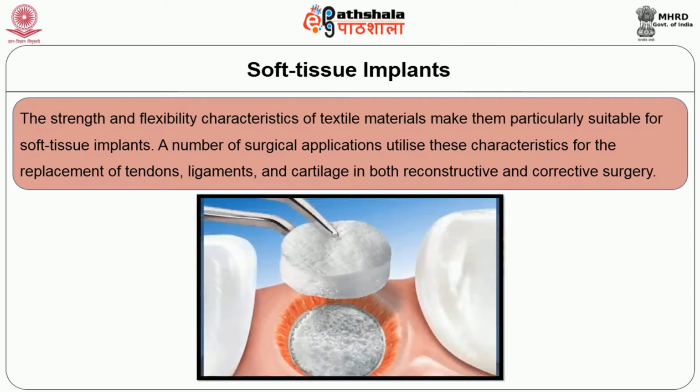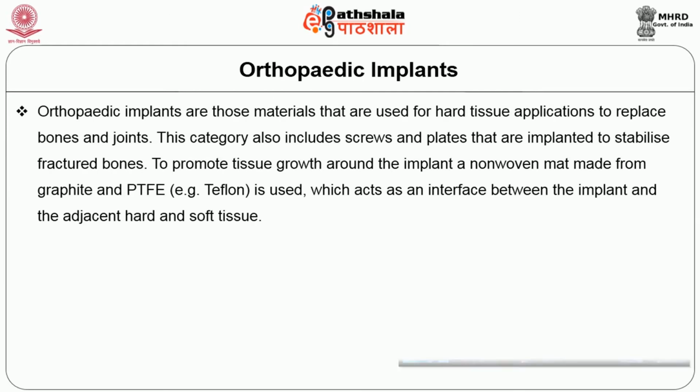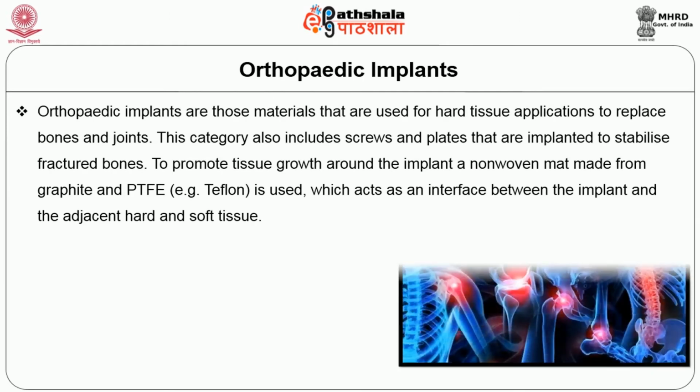Under this, we shall see about soft tissue implants. The strength and flexibility characteristics of textile material make them particularly suitable for soft tissue implants. A number of surgical applications utilize these characteristics for replacement of tendon, ligaments and cartilage in both reconstructive and corrective surgery. Next, we shall be seeing about orthopedic implants.